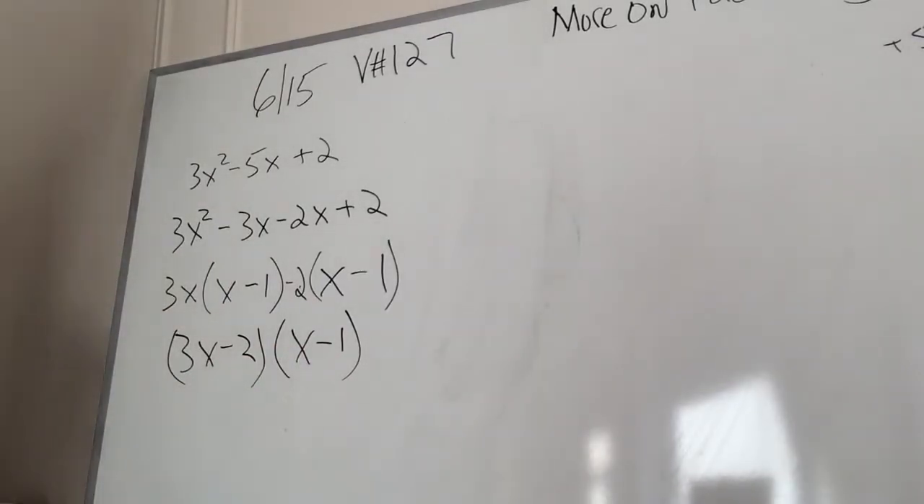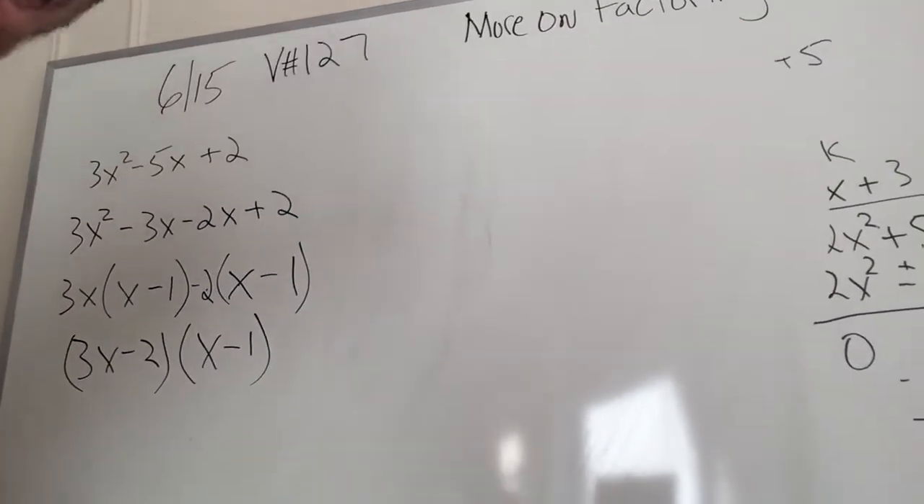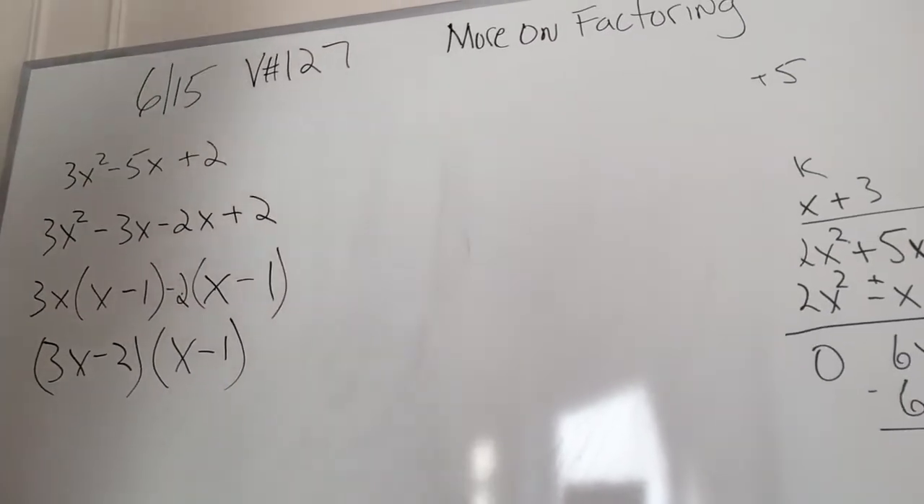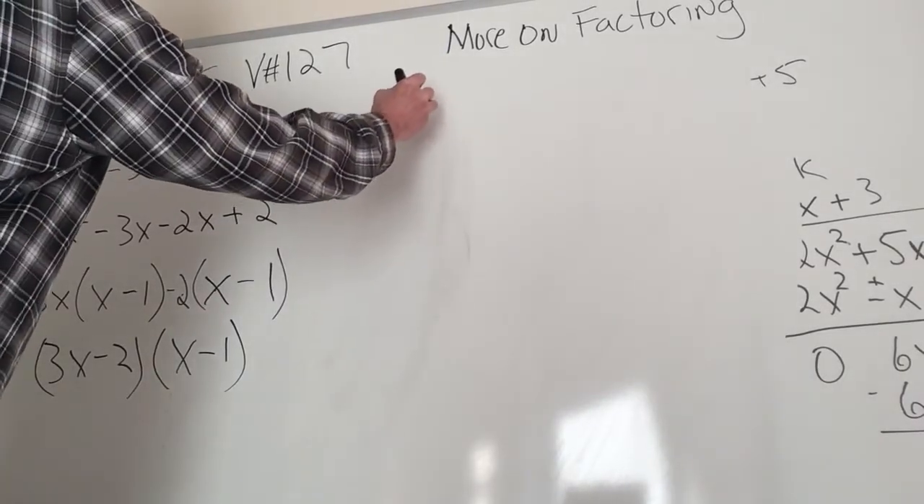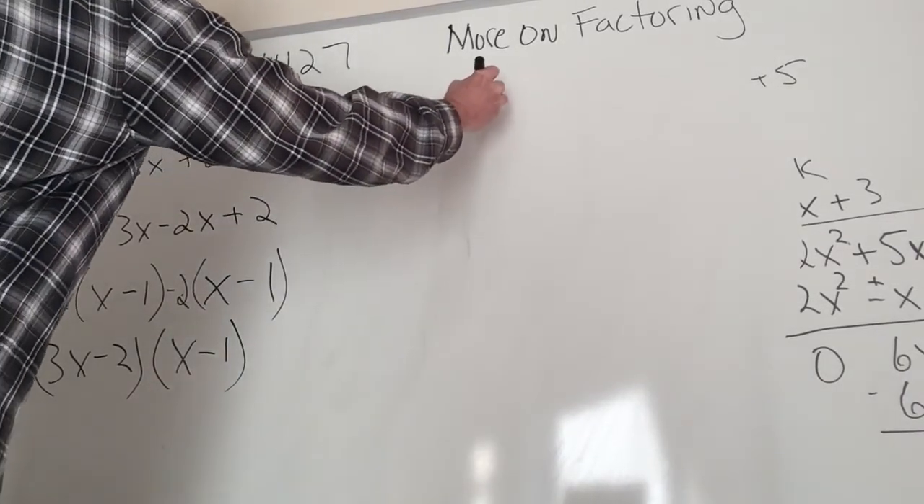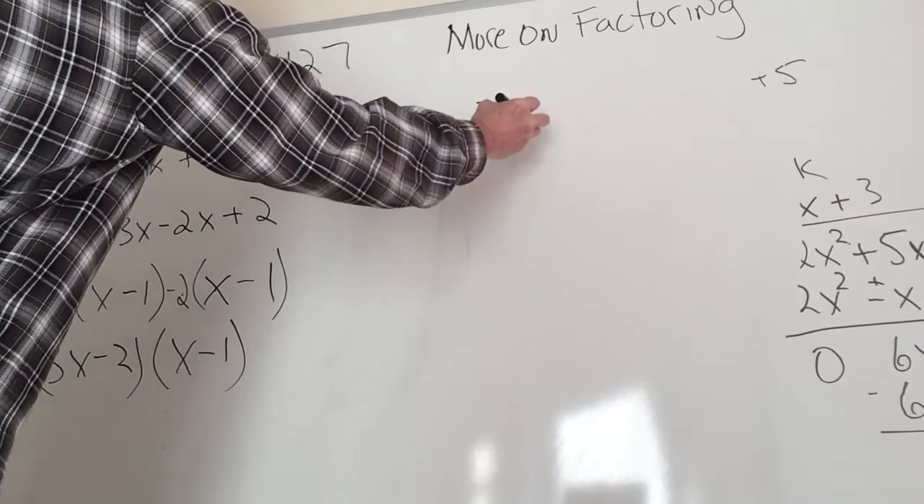I'll do it the other way, just so you get more practice. How are we doing on time? We're doing great on time. So it's 3x squared minus 2x minus 3x plus 2.